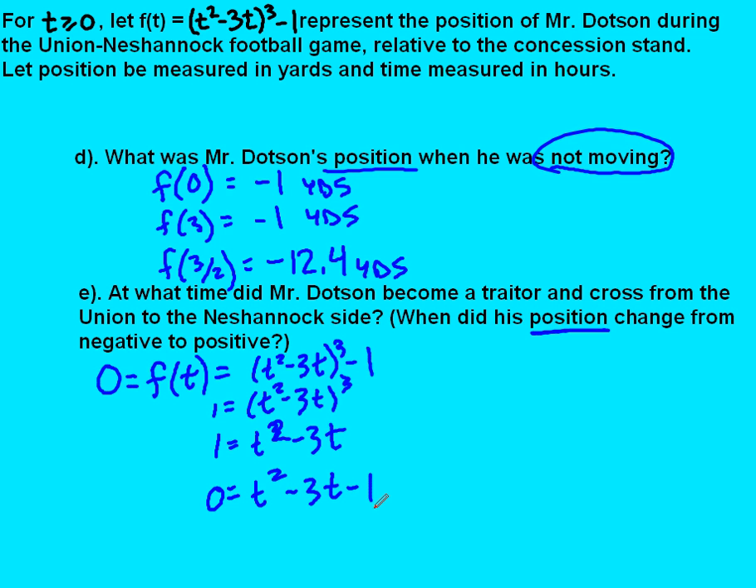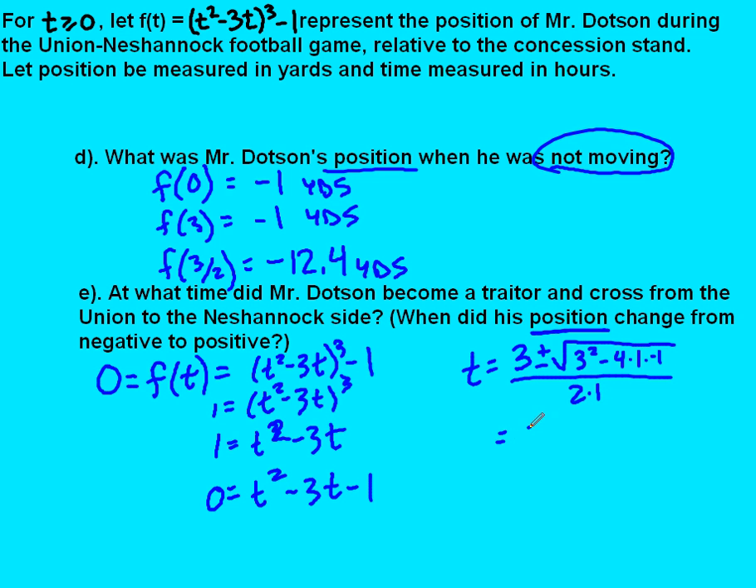Okay, I'm going to first try to factor. What are factors of 1 that subtract to give you 3? Well, there are none. So what do I do? I can't factor it. That means I have to use the good old quadratic formula. So t equals negative b plus or minus the square root of b squared minus 4 times a times c, all over 2a, all over 2 times 1.